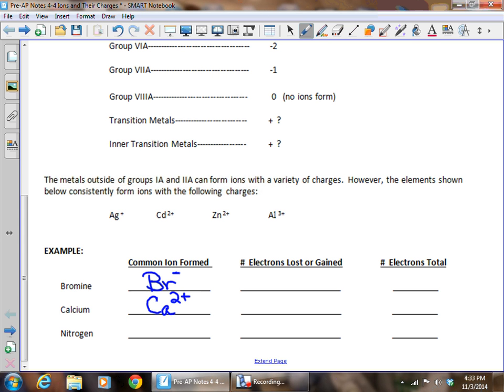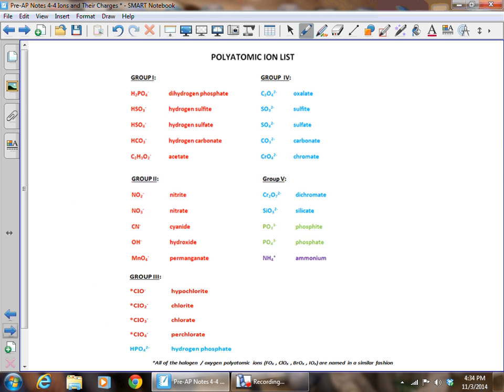Nitrogen, looking over at number 7, nitrogen over to the right, you'll notice it's in the column that has a -3. And that -3 there tells us that the common ion formed by nitrogen is a 3 negative ion, the number first, the negative second.